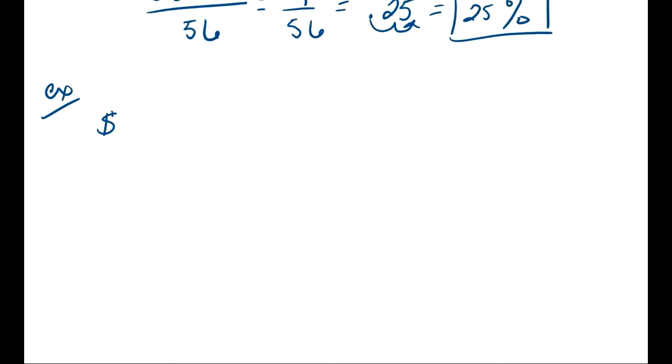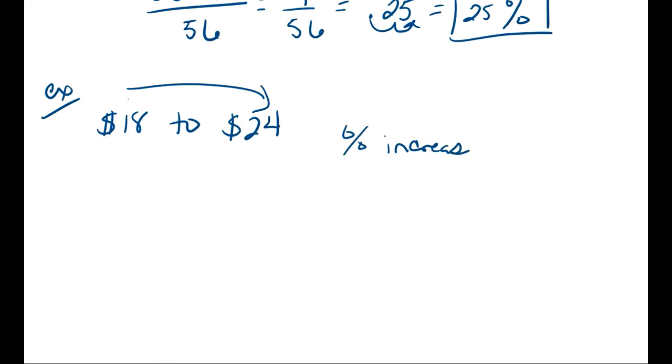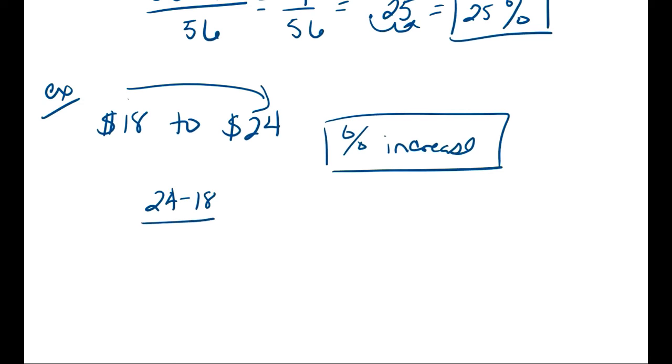What if we had $18 that jumped to $24? Notice the number got larger, so this is a percent increase. Okay. All right, and now we're going to use our formula, and we're going to take the difference over the original number or over the first number.